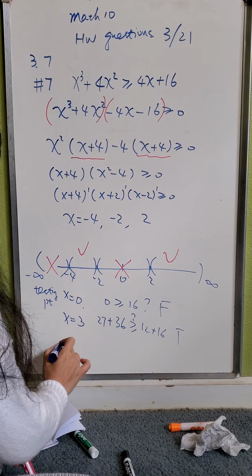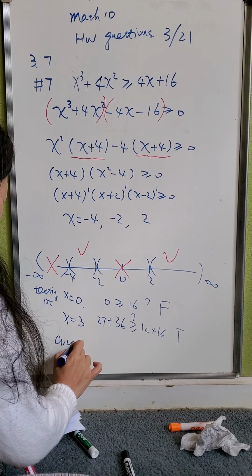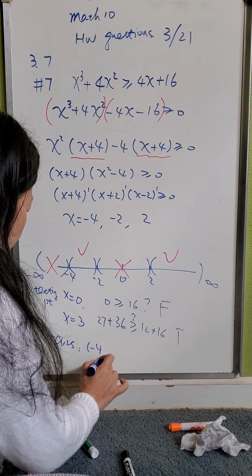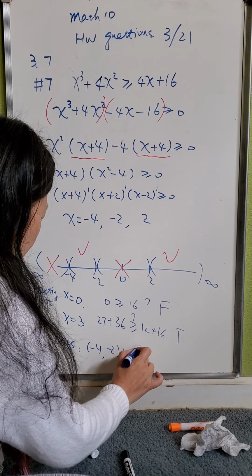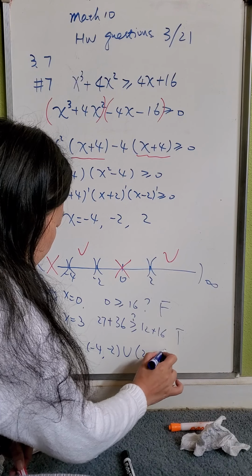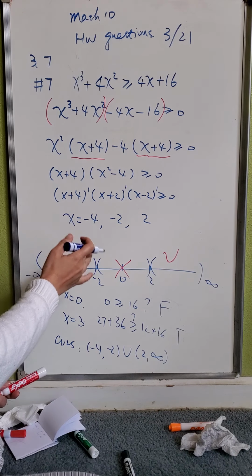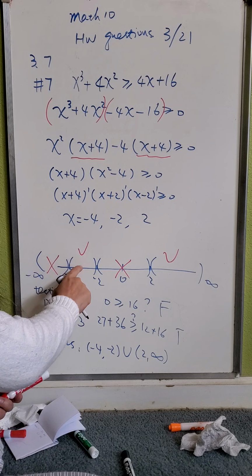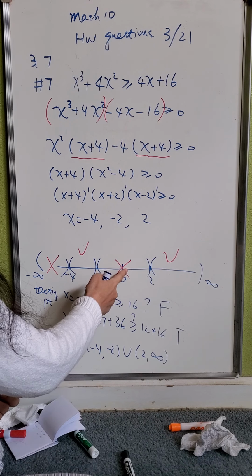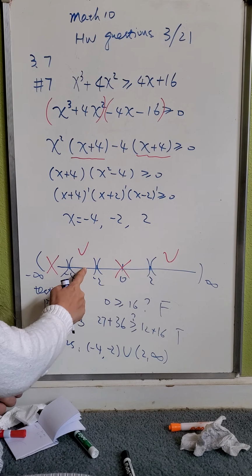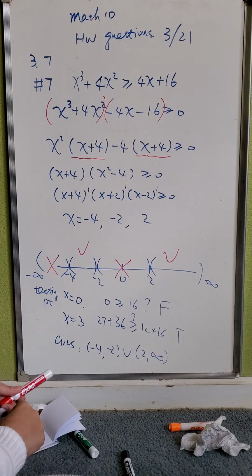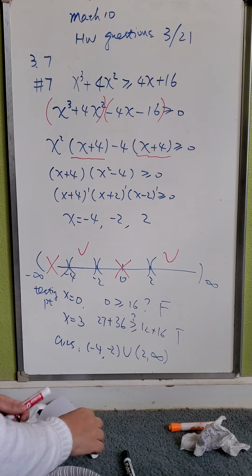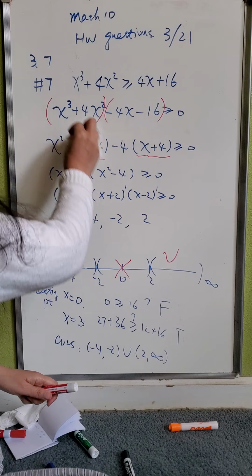So your answer will be from -4 to -2, combined with 2 to infinity. They alternate, which means that they skip 1. So this doesn't work, this should work, this doesn't work, and this should work. So that's for 3.7.